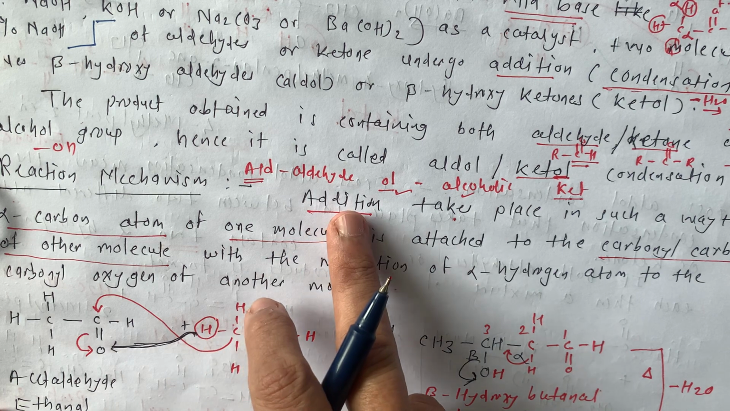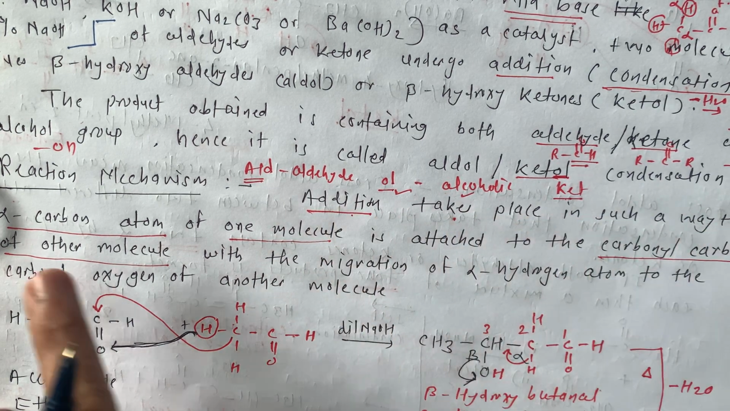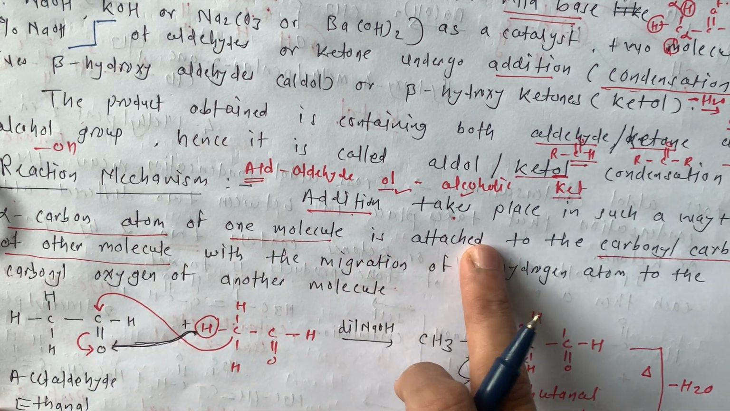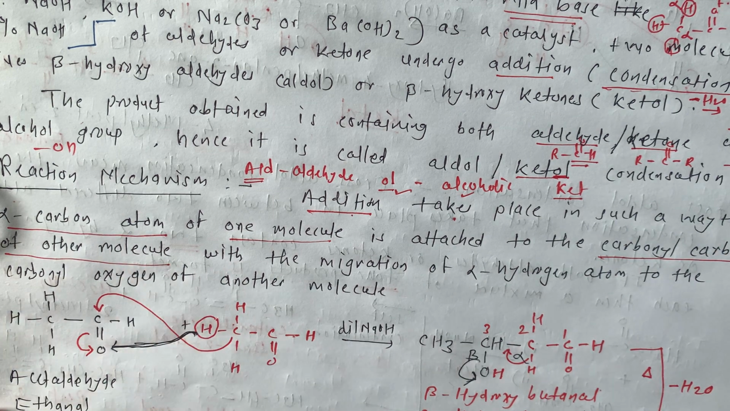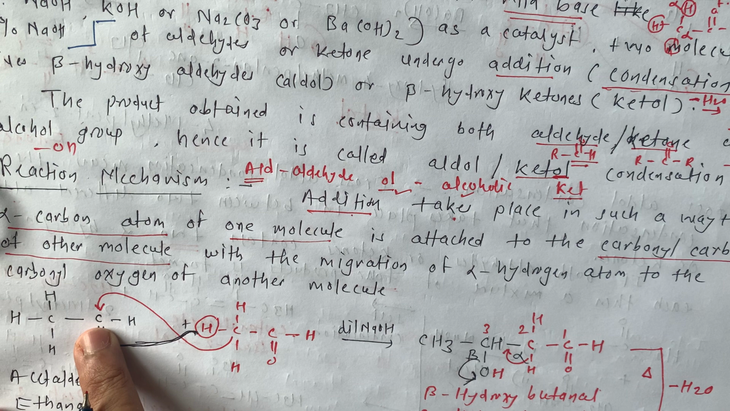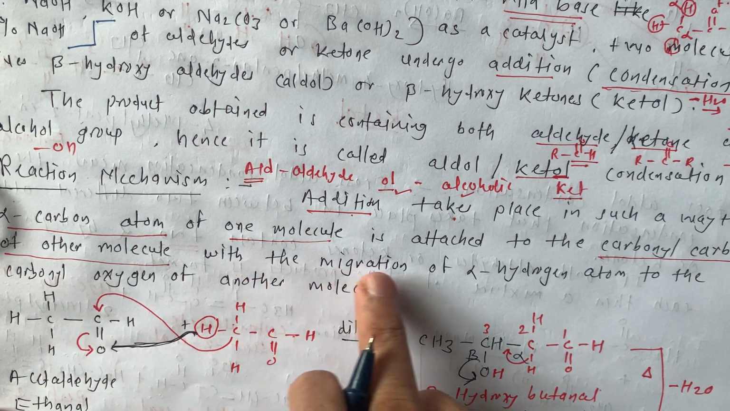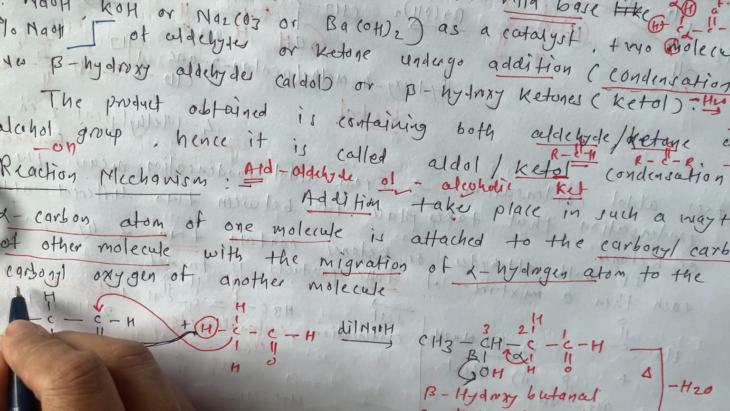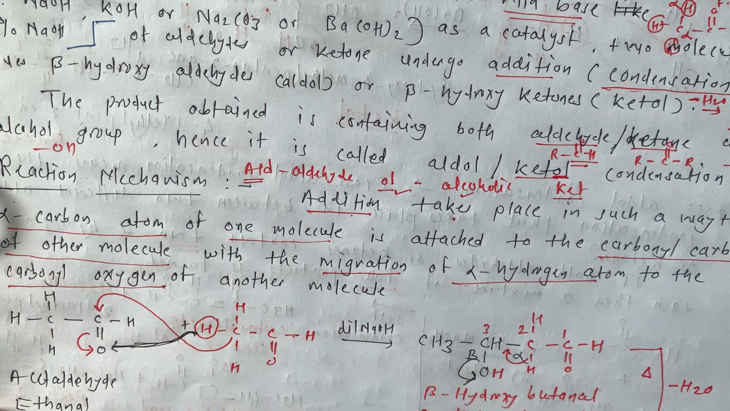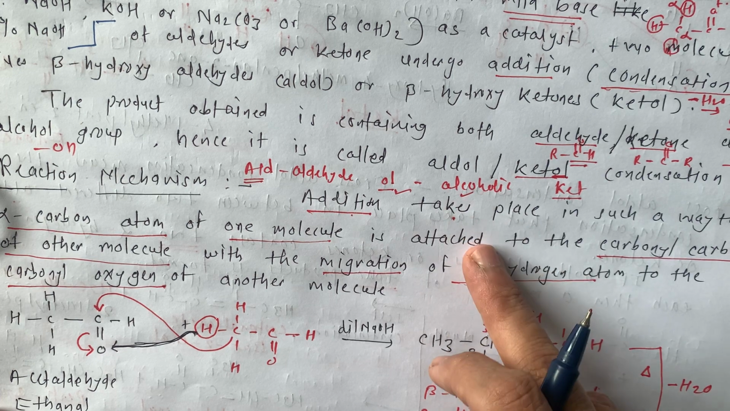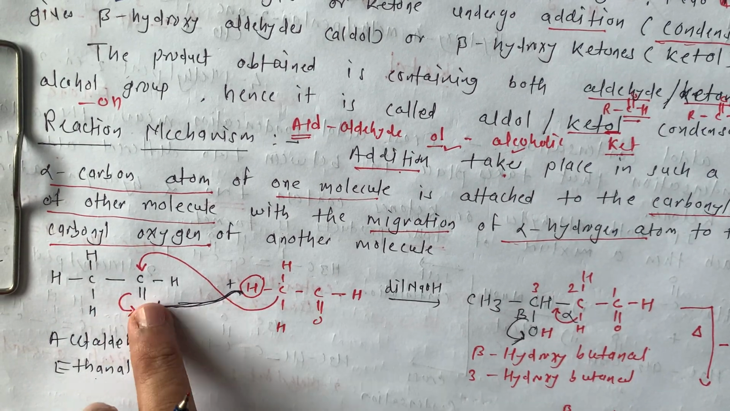So in that case, addition takes place in such a way that the alpha carbon atom of one molecule is attached to the carbonyl carbon of the other molecule. So this is our alpha carbon of one molecule attached to the carbonyl carbon of another molecule, with the migration of the alpha hydrogen atom, this is important, to the carbonyl oxygen of another molecule. So what is this explanation? You can understand when you see the reaction.